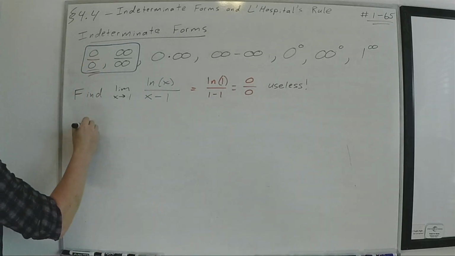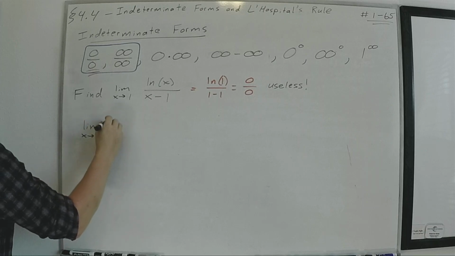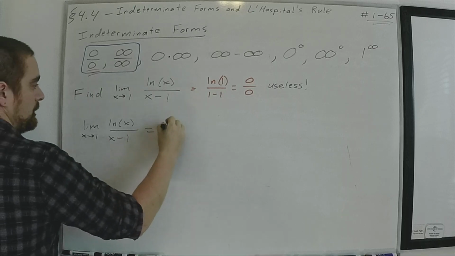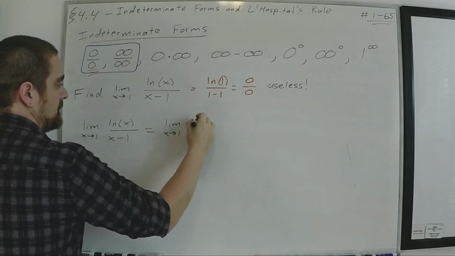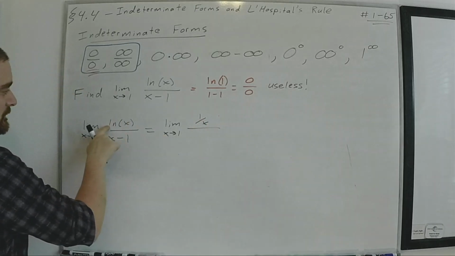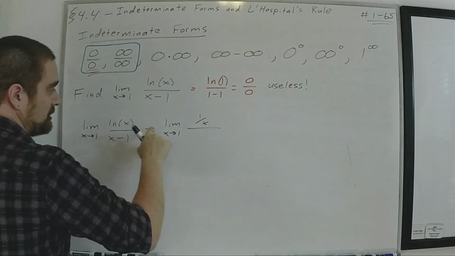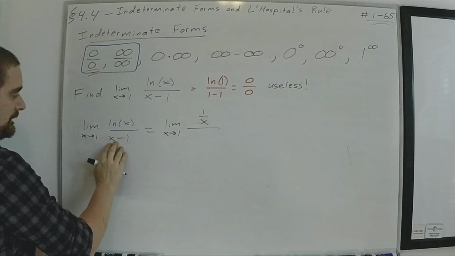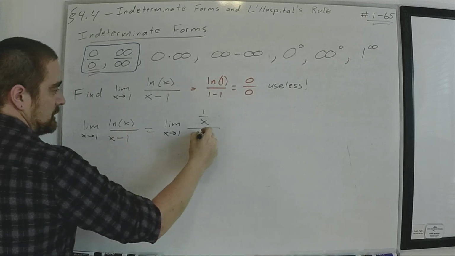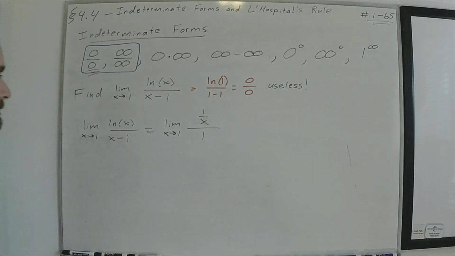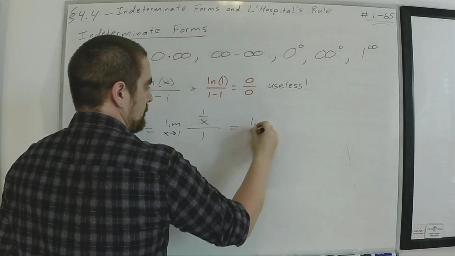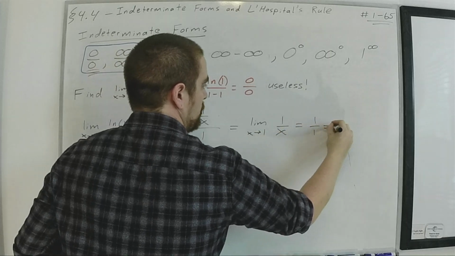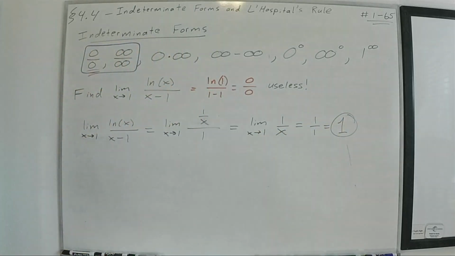So that's what we're going to do. The limit as x goes to 1 of natural log of x over x minus 1 must be equal to the limit as x goes to 1. Again, I simply differentiate the numerator. The derivative of natural log of x is 1 over x. I simply differentiate the denominator. This is just a linear function. That minus 1 is gone. I just get 1. So I'm evaluating the limit as x goes to 1 of 1 over x, which is simply 1 over 1, which is 1.